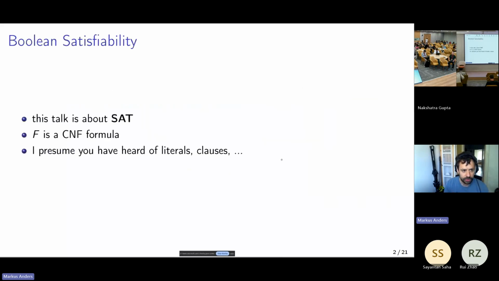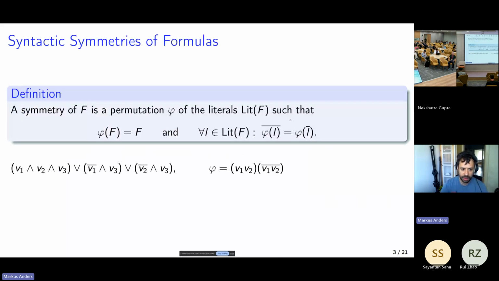Now, I'm going to be talking about Boolean satisfiability, and I think we've all heard about this before. So my formula is going to be in conjunctive normal form, and I presume that you know what literals and clauses are. Now, I'm going to be talking about symmetry breaking, so I should define what symmetries are. For me, a syntactic symmetry of a formula F is a permutation of its literals such that the formula is mapped back to itself. And this permutation should also respect negation. So if V is mapped to V prime, then not V should be mapped to not V prime.